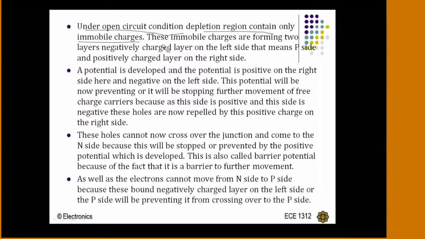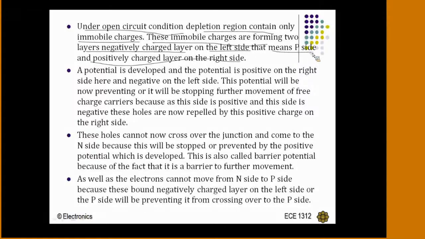Now, under the open circuit condition, the depletion region contains only immobile charges. If you read this slide with focus, you will get the full picture. These immobile charges form two layers: a negatively charged layer on the left side, that means the P side, and a positively charged layer on the right side, that is the N side. Now a potential is developed, positive on the right side, the N side, and negative on the left side.